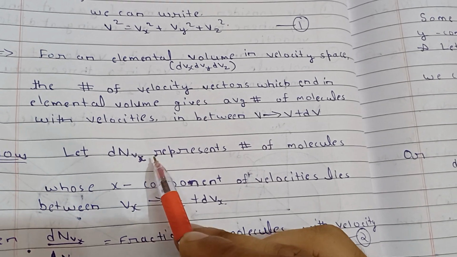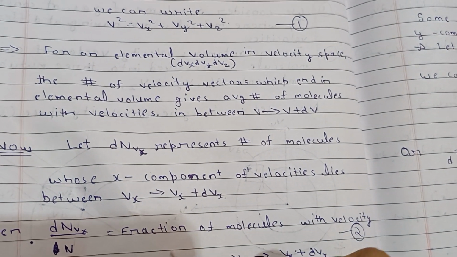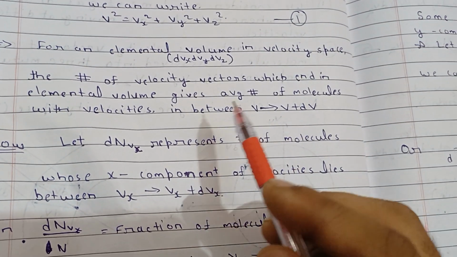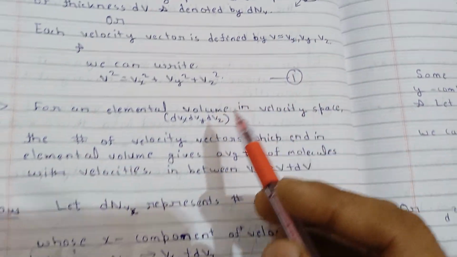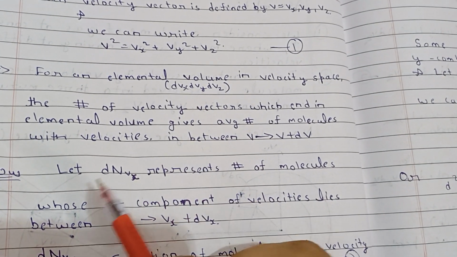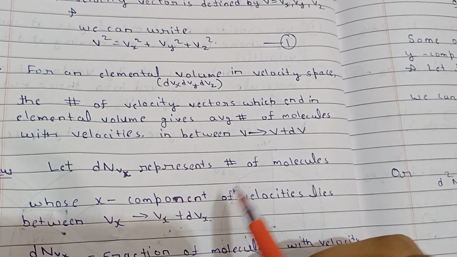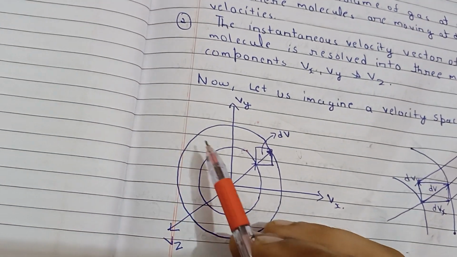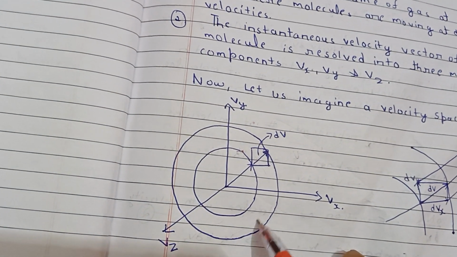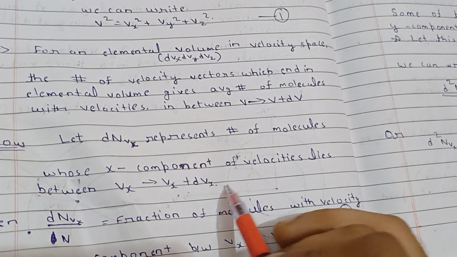Now let dN_vx represent the number of molecules whose x component of velocity lies between vx and vx plus dvx. So you have N number of molecules in total, and from this N you have dN_vx whose x component lies in this region, between vx and vx plus dvx. So you just have to find those particles whose x component is lying in this region. That is represented by dN_vx, and these are lying between this.